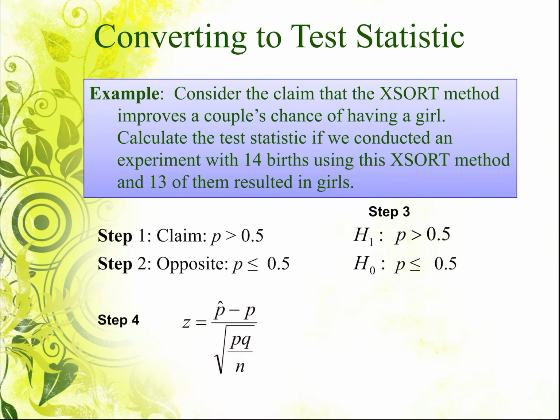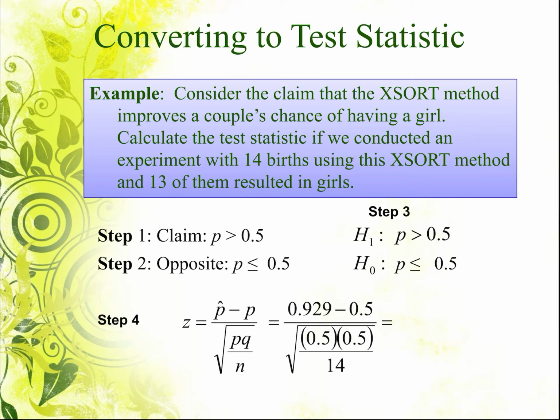Okay, finding our test statistics. Since this is dealing with a proportion, we're going to use the z test statistic. So the sample proportion minus the population proportion divided by the square root of the population proportion times its complement. Remember, the population proportion should be 0.5. You should have a 50% chance of having a boy or a girl for the entire population.